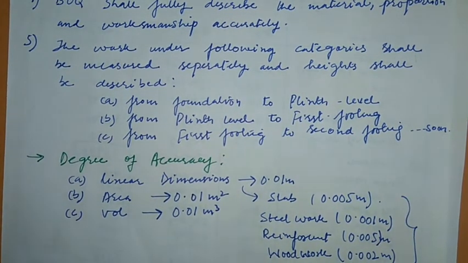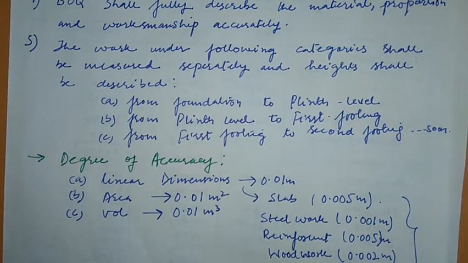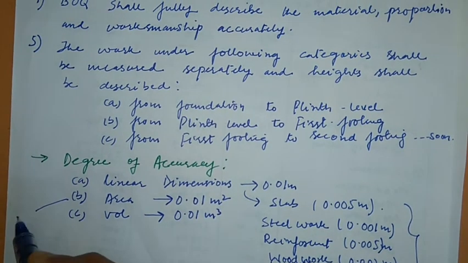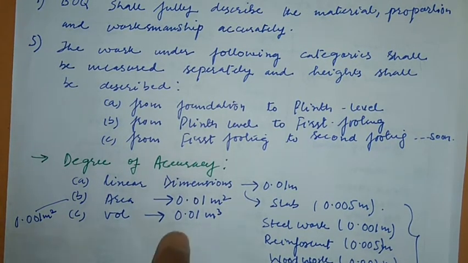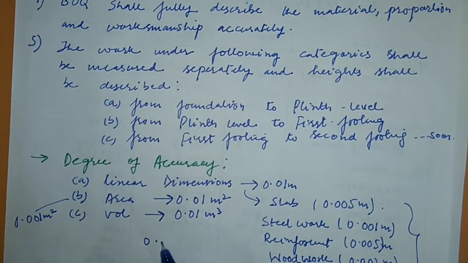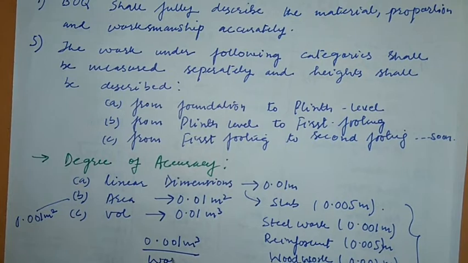The second one is the area, which should be measured to the nearest 0.01 square meters. For this we also have an exception, that is, for steel work, areas excluding the cross-sectional measurements shall be worked out to the nearest 0.001 meter square. And the third is the volume, which should be measured to the nearest 0.01 meter cube, except in case of woodwork, for which it should be measured to the nearest 0.001 meter cube. This is for woodwork.